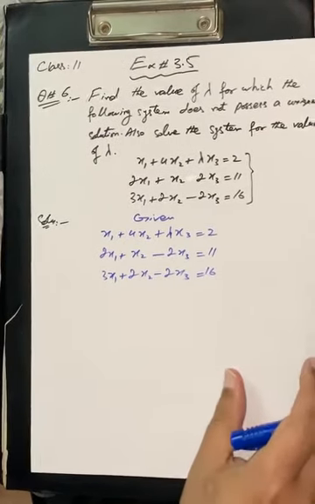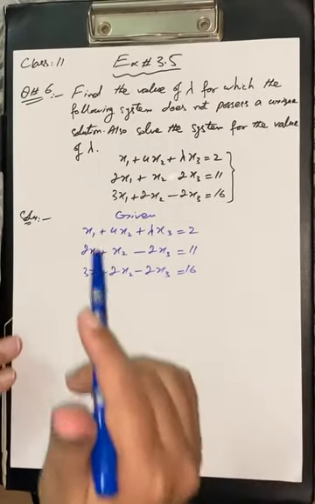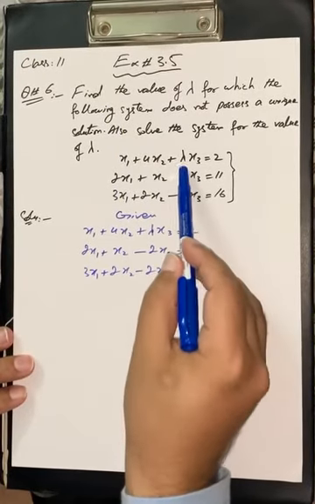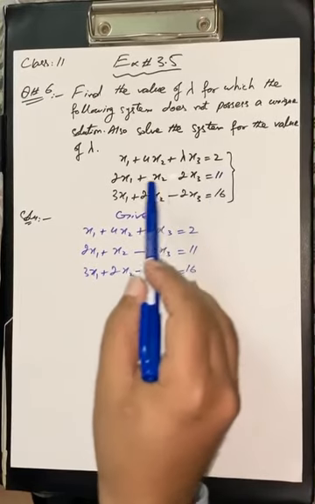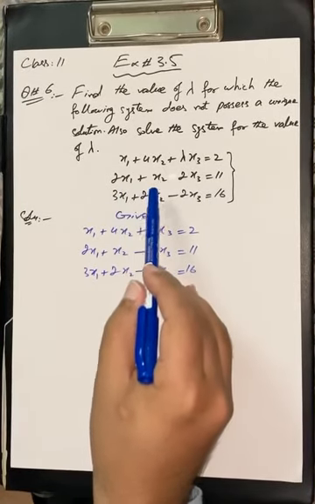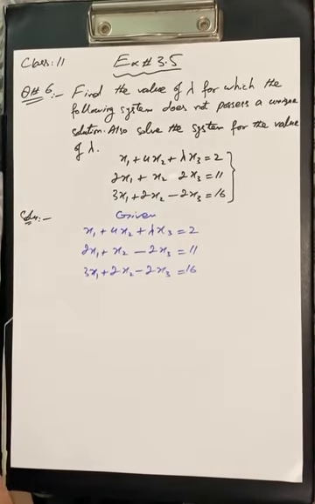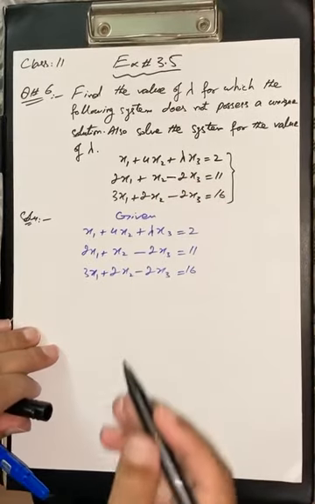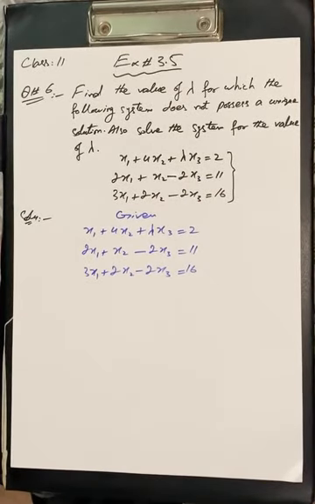Here we have the question. Question number 6. The system is x1 plus 4x2 plus lambda x3 is equal to 2, 2x1 plus x2 minus 2x3 is equal to 11, 3x1 plus x2 minus 2x3 is equal to 16. So I take the given system. Now I want to solve it.